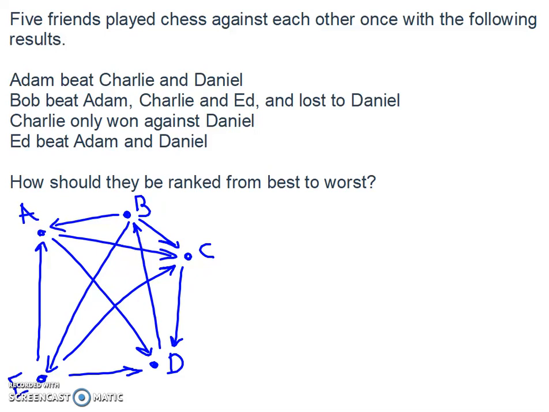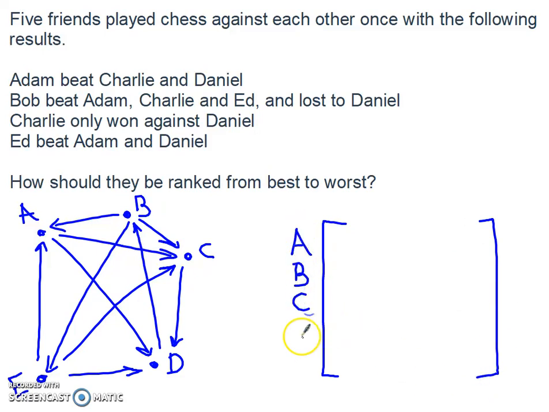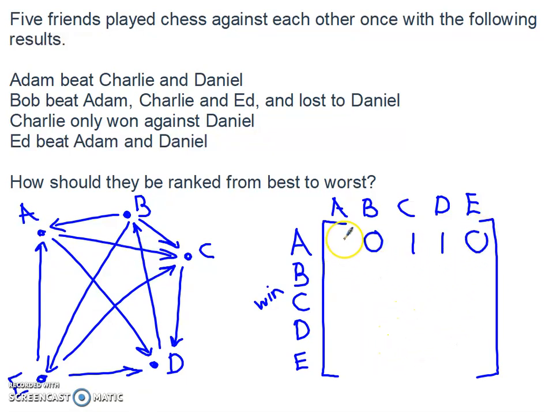Now what we'll do is make a matrix that represents that. Okay? And we'll list Adam, Bob, Charlie, Daniel, and Ed here, and Adam, Bob, Charlie, Daniel, and Ed there. And we're going to have this side representing a win. Since Adam beat Charlie and Daniel, we're going to put a 1 in Charlie and Daniel's column for Adam. Now, Adam lost to Bob and to Ed, and of course Adam didn't play against himself. So a 1 in each column represents a win against that person.